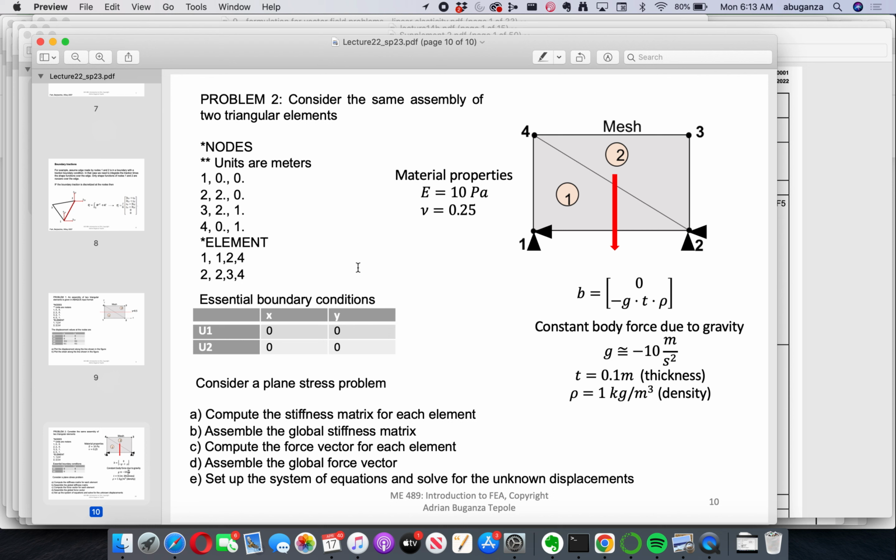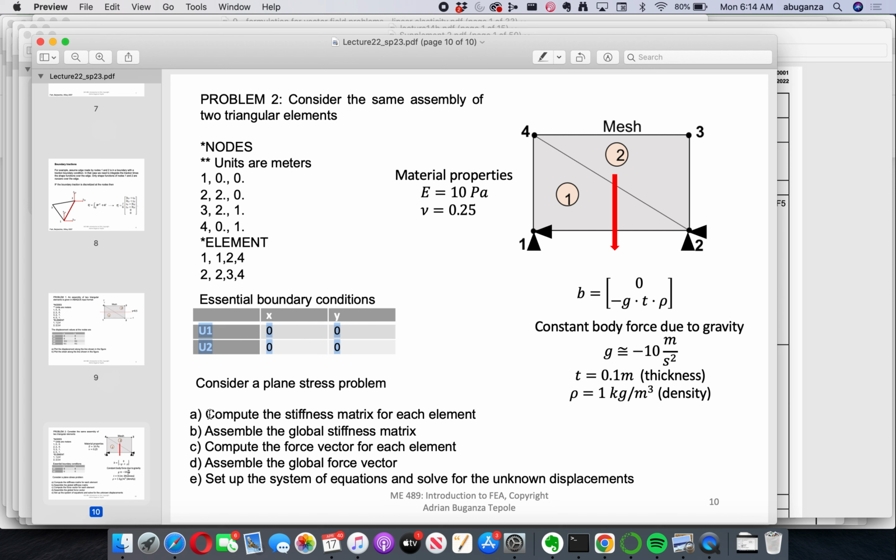An example that I want to do in Python is going to be this problem 2. This mesh is actually the same mesh as before. But now instead of giving us all the nodal displacements, we're only given the essential boundary conditions, and we actually have to solve the problem. So we want to get the correct displacements for nodes 3 and 4, given the material properties and the body force vector. So this is gravity. This object is subject to gravity.